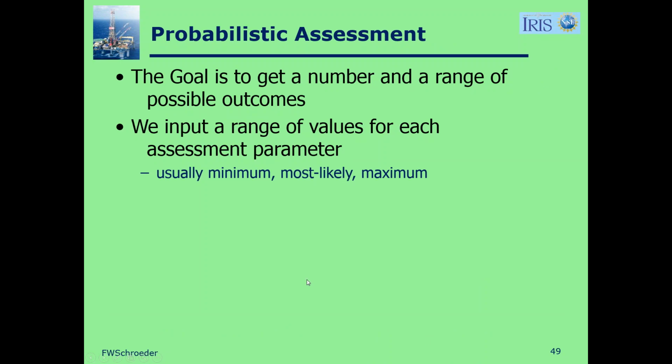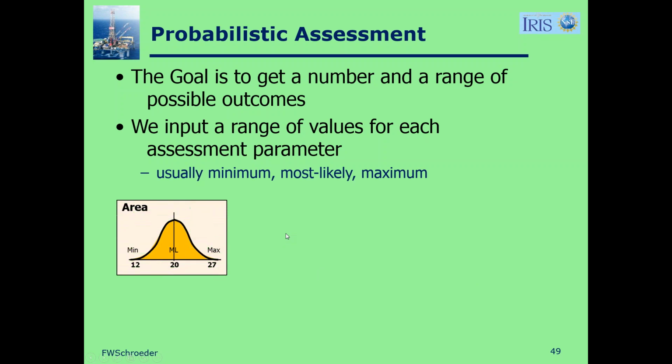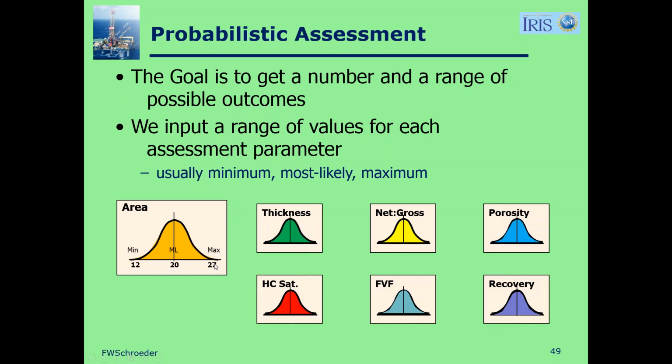So with the probabilistic assessment, what we usually do is we assign a range. So for the area, the most likely it might be 20 square kilometers, but it could be as low as 12 or it could be as high as 27. For all of the other parameters, thickness and net gross and porosity, hydrocarbon saturation, formation volume factor or expansion factor, recovery efficiency, we give a most likely, a min, and a max.